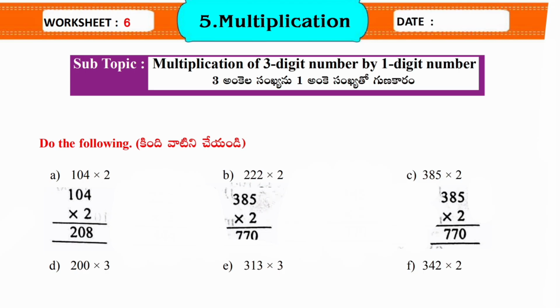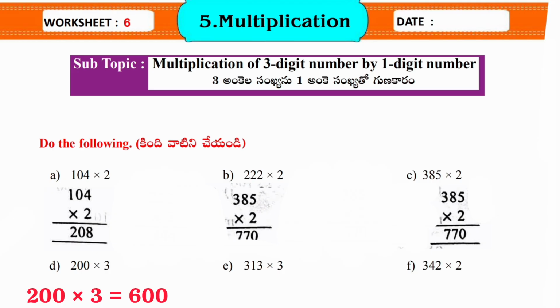Next, third one, 385 multiplied by 2. So 5 2s 10, 1 carry forward, write down 0. 8 2s 16, 16 plus 1 is 17, write down 7, 1 carry forward again. Then 3 2s 6, 6 plus 1 is 7. Answer is 770. Got it? Let's move on to the fourth one, which is 200 multiplied by 6. So 600 is your answer.